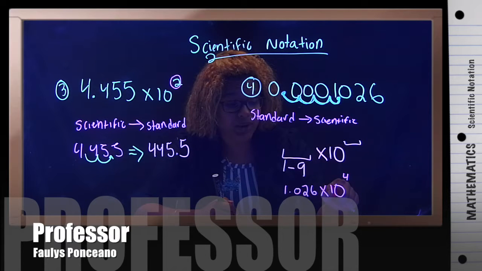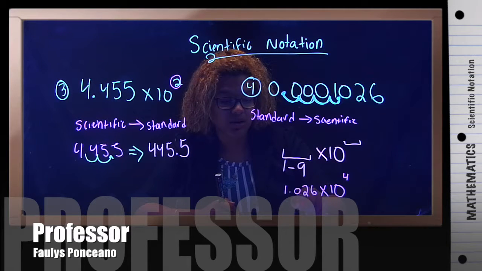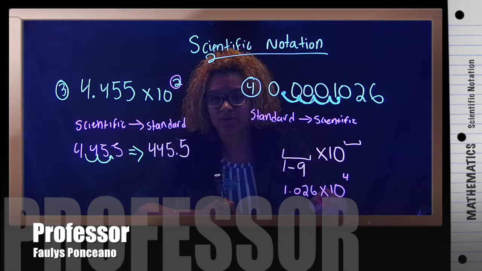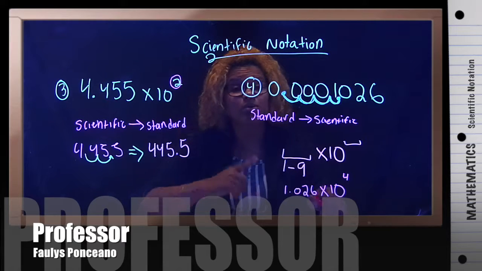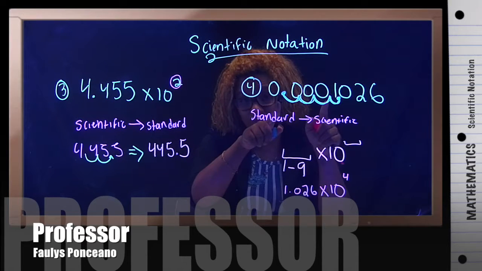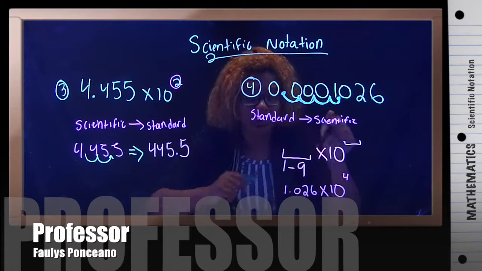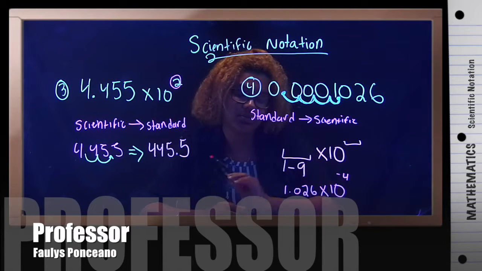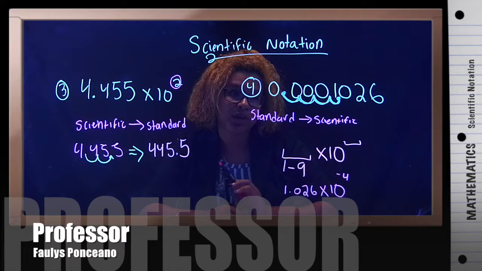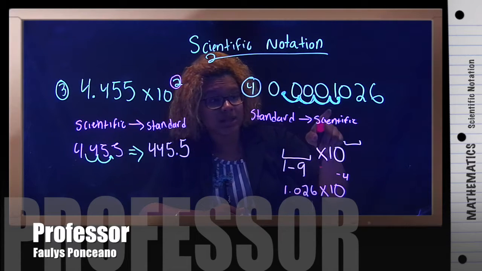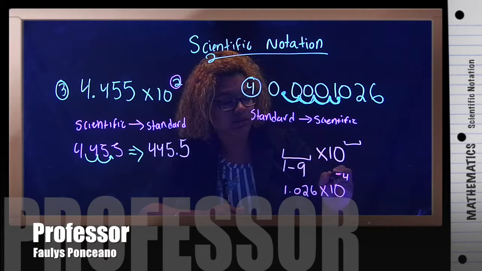If I were to move to the right, I wouldn't go back here. I would end up somewhere over here. That's not what I want. I want to go to the left so I can have all my zeros, so I can go to a decimal. So my exponent will be negative. When you have a really small number like this, your exponent is going to be negative.